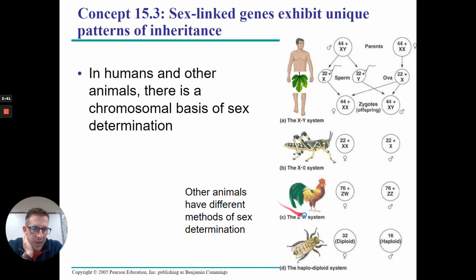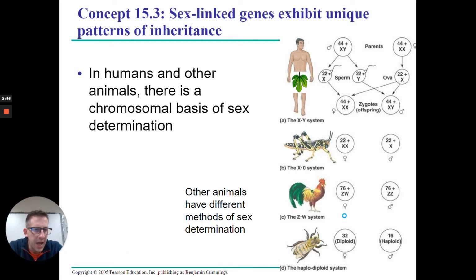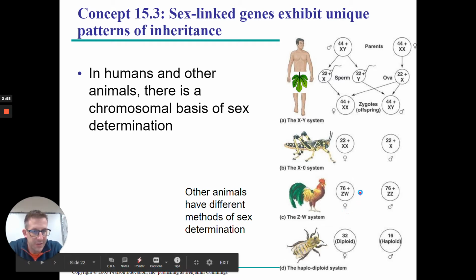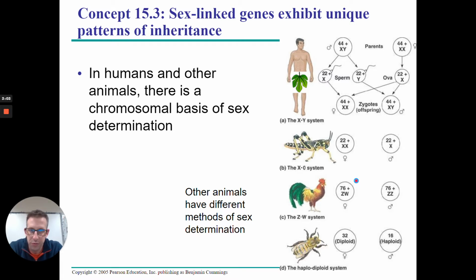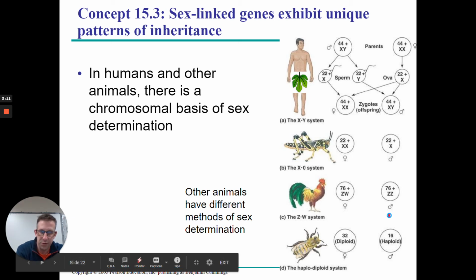The little bird here, the little rooster, and I don't think this is specific for chickens, I think this is more for birds in general, use what's called the ZW system. And it's almost flip-flopped from what ours is. You notice that the female has a Z chromosome and a W chromosome. That would be akin to our males having an X and a Y, whereas the males of the bird species have 2 Z chromosomes, which would be akin to our females.